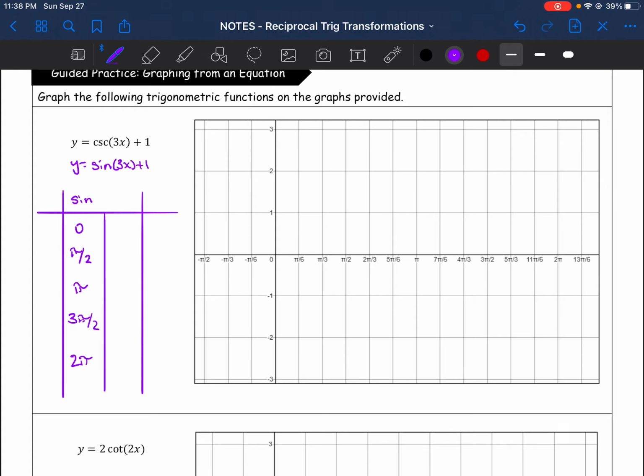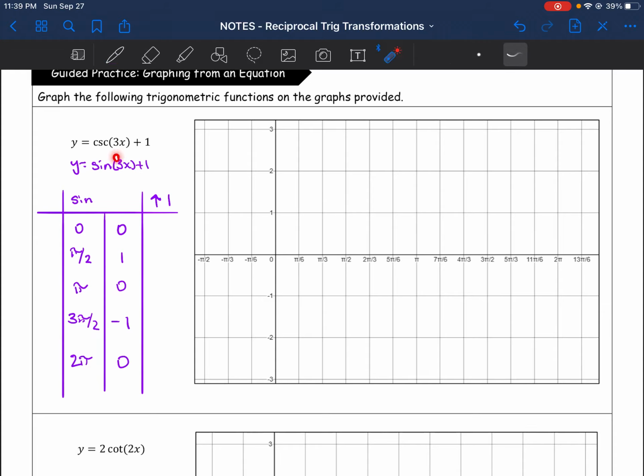So usually sine starts at the origin, 0, 0. At pi over 2, sine goes to 1. At pi, sine goes back to 0. At 3 pi over 2, sine goes to negative 1. And at 2 pi, sine goes to 0. Now let's think about the transformations that are being applied here. So we have this plus 1, which is going to be a vertical shift up 1. So I know the function values are going to end up moving up 1.